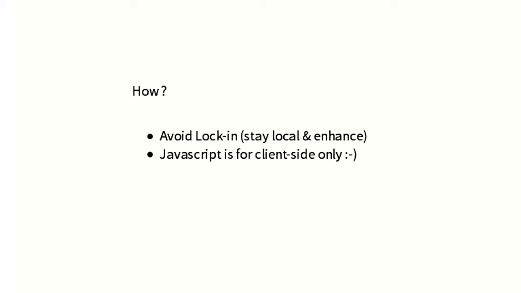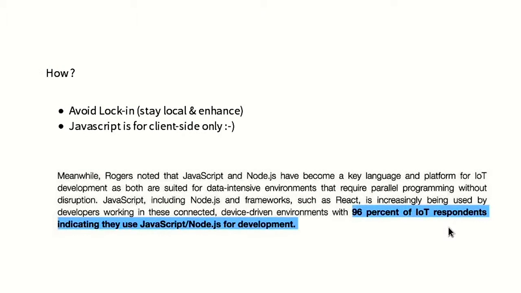What we want to do is to stay local, have everything in-house, maybe on a little Raspberry Pi in your house or whatever. And also, a lot of people are using JavaScript. 19% of Internet of Things respondents indicated they use JavaScript and Node.js for development. For server-side stuff, I'm not quite fond of it, and I prefer to use Python.